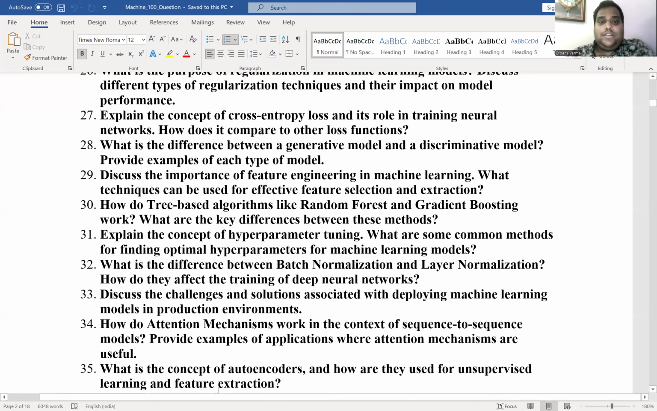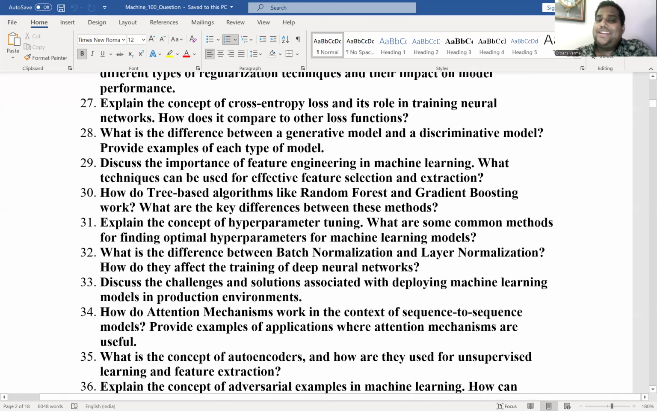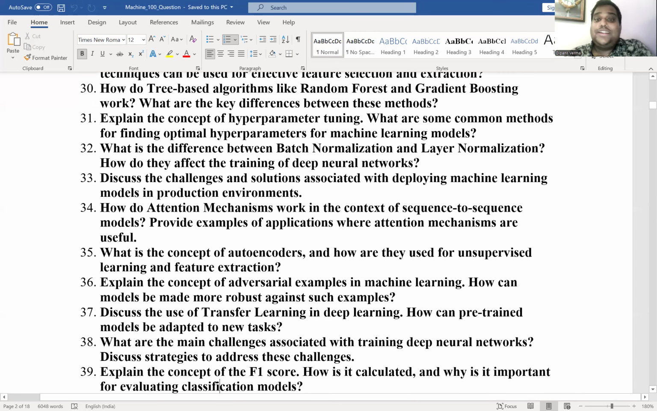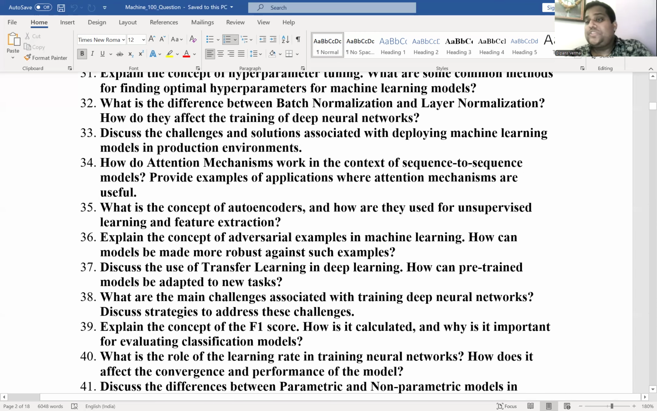So how do tree-based algorithms like random forest and gradient boosting work, and what are the key differences between these methods, right? So you can consider the concept of hyperparameter tuning. What are some common methods for finding optimal hyperparameters for machine learning models? What is the difference between batch normalization and layer normalization? So these kinds of questions, attention mechanism, sequence to sequence. What are the examples and applications of the attention mechanism?